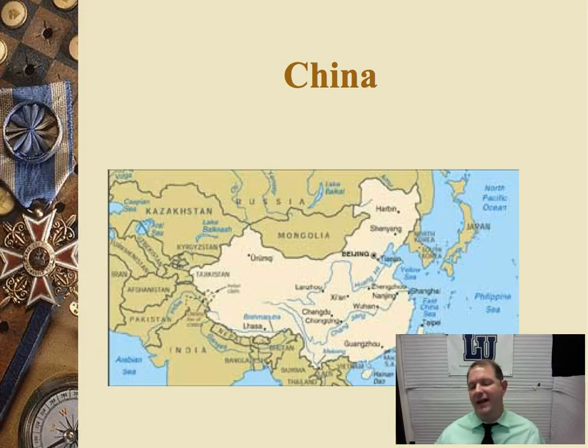If we take a look at the map of China, this is a more modern map, but it gives a good idea of what we're looking at in terms of Chinese environments. We have primarily two main river systems in China: the northern river system known as the Yellow River or the Huanghe River, and the Yangtze River, which is the South River.